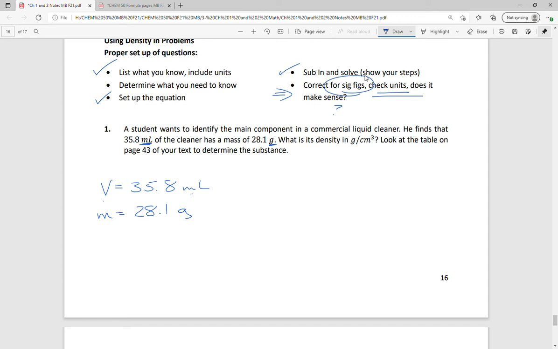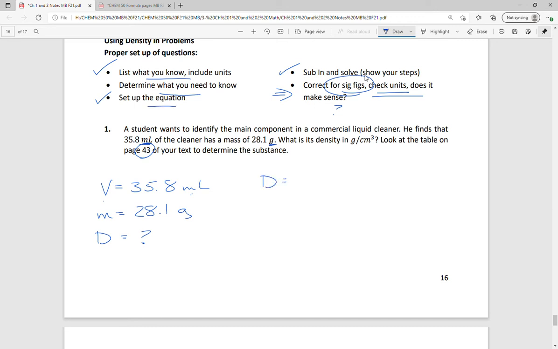So from this, what we're looking for is the density. We're going to compare that to the density table in your textbook on page 43 to figure out what it is that is the main component of this commercial liquid cleaner, because the density will be closest. That's a physical property that doesn't change. So I've listed what I know. I've determined what I need to know. Now I'm going to set up the equation.